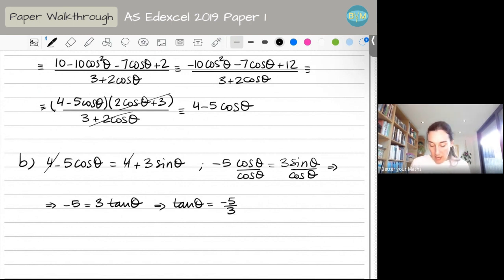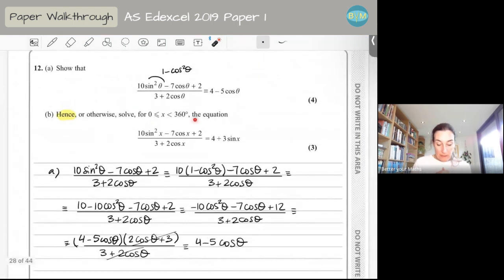Calculator in degrees, and we find theta. So theta is tan minus 1 of minus 5/3. This is minus 59.036 degrees. This is the first solution, or the principal solution. It's the one the calculator gives you. But first of all, it's not in the interval. Yeah, my interval is between 0 and 360. And usually I will have more than one solution.